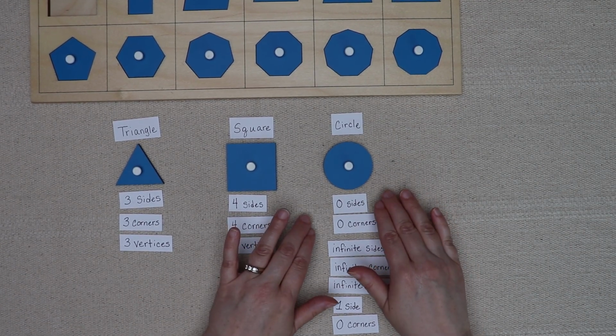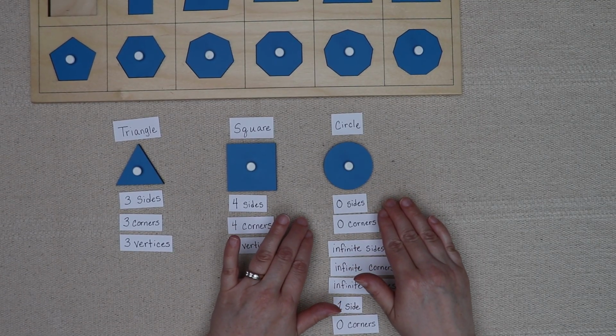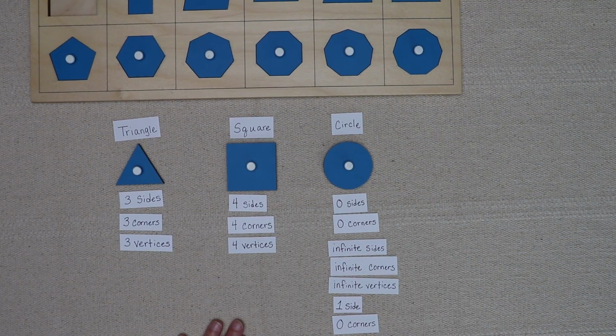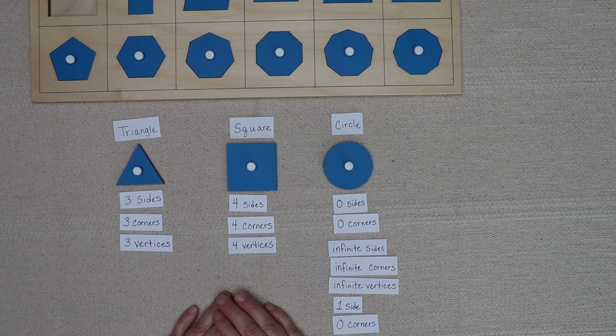I will start with the circle because we just finished defining the circle and it is the freshest in the memory. Show me a shape that has infinite sides and infinite vertices. Yes, the circle. Show me a shape that has 3 sides and 3 vertices. The triangle, yes. Show me a shape that has 4 sides and 4 vertices. Yes.